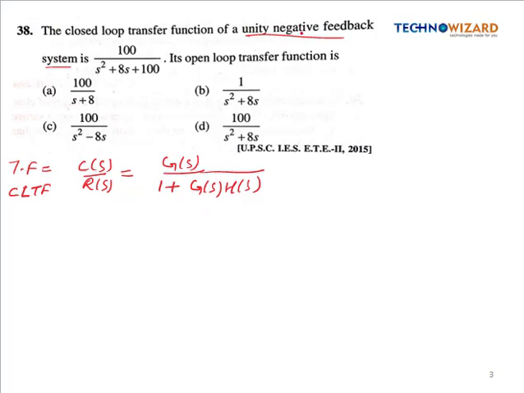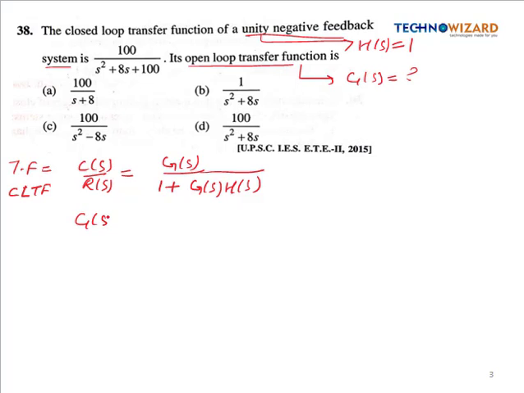Now in the question it is saying that it's unity negative. It means here the H(s) value is 1. So now we have to find out the open loop transfer function. So simply the open loop transfer function will be given by G(s). Because H(s) value is 1, we have to find out the value of G(s). So now let's substitute the value here.